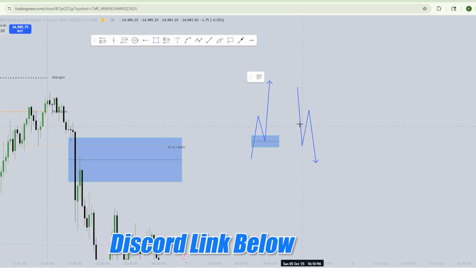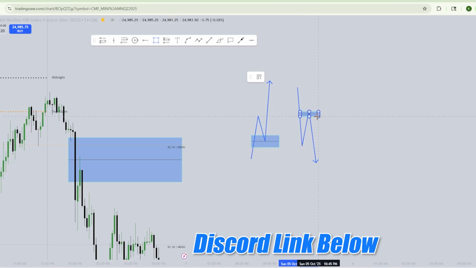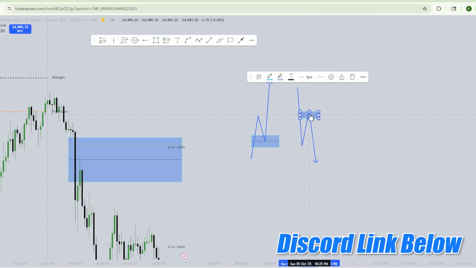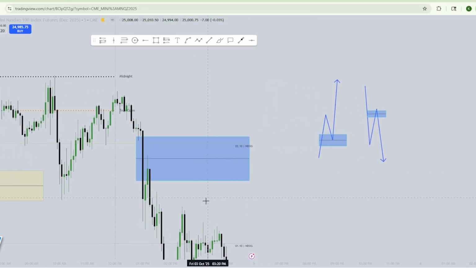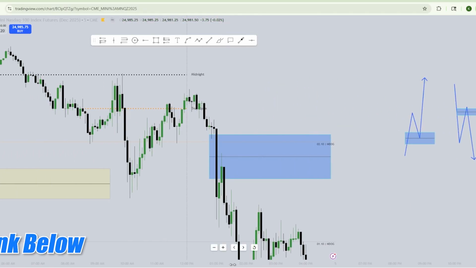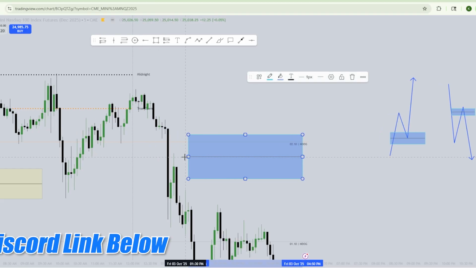And then the exact same thing is the opposite. So we broke structure or took liquidity, leaving a fair value gap. In this case, it's a bearish one, and we're looking for more downside continuation. Now, this is a bullish or bearish example right here. I'm on the 5 minutes to keep everything simple.